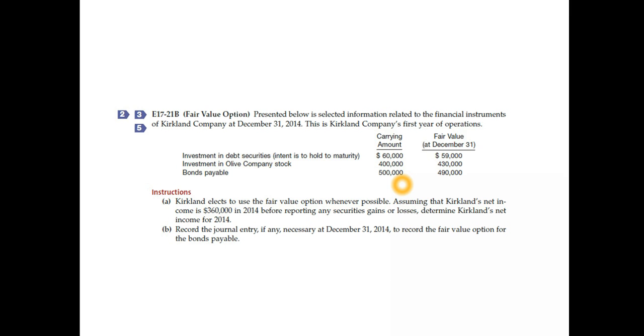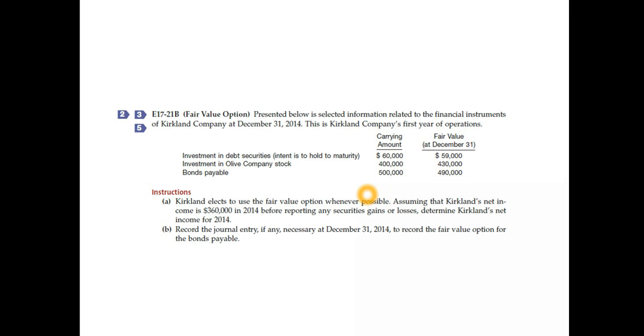Okay, so here we are in 21B. Basic facts are we've got 3 securities. We've got a held-to-maturity debt security, an investment in Olive Company stock, and we have a liability on our balance sheet, bonds payable. The first 2 are assets of our company, the debt security investment, the common stock investment. The bond payable is a liability on our balance sheet. We're given information on the book value or cost of each of those 3 items as well as the fair market value of those items at December 31st, 2014.